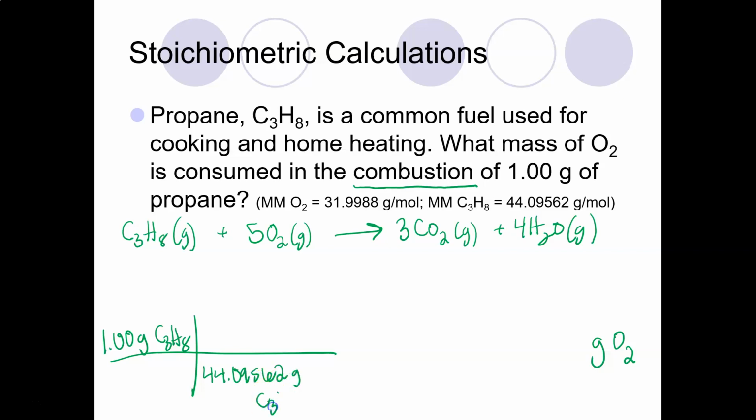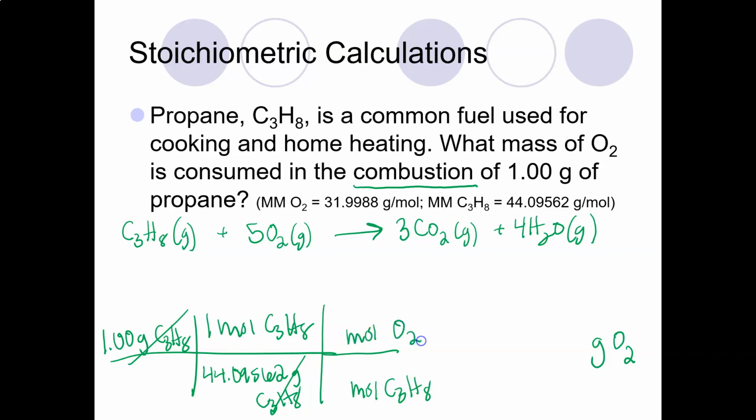44.09562 grams of propane are in 1 mole of propane. Cancel, cancel. No, I'm not finished because moles of propane are not equal to grams of oxygen. I'm not done yet. So I know I need to cancel out moles of propane. And this would be a wonderful time to convert to the other chemical. The other chemical is going to be oxygen.